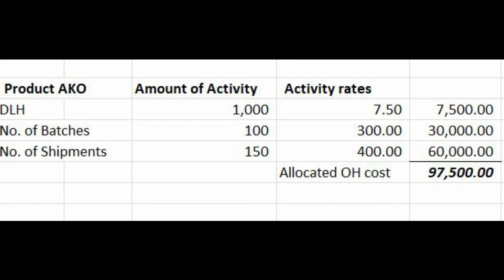For product ACO, we multiply 1,000 direct labor hours by 7.5, and we arrive at 7,500. Number of batches, 100, multiplied by 300, we arrive at 30,000. And for number of shipments, 150 multiplied by 400, we arrive at 60,000. And to get the total, we get 97,500 cost allocated to product ACO.